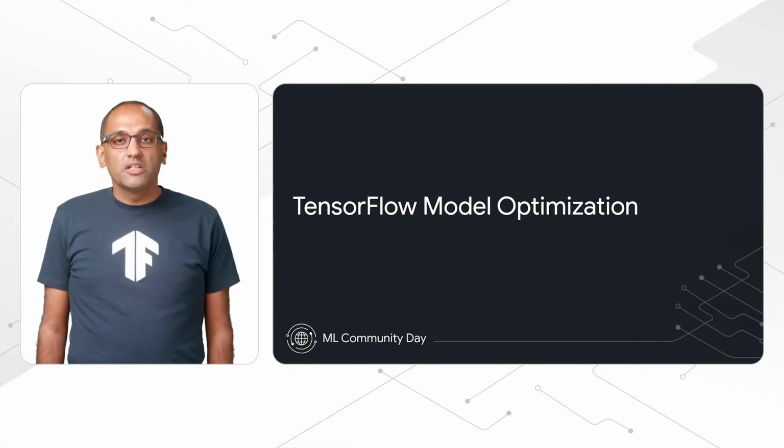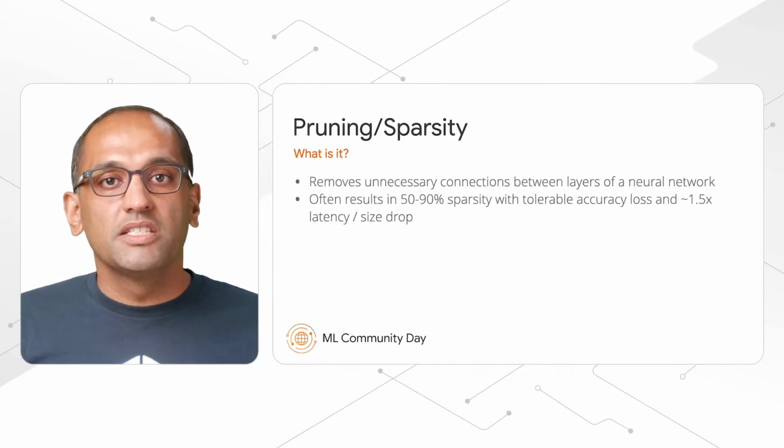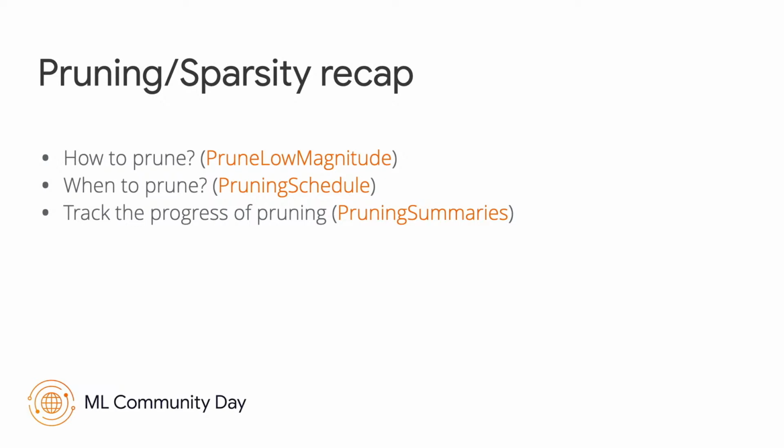You can optimize your TensorFlow Lite models to be smaller, run faster, and be more energy efficient using techniques and tools in the Model Optimization Toolkit. Pruning is one such technique. Pruning removes unnecessary connections between layers of a neural network to produce a sparse model. The pruning APIs have extensive functionality that provide you with tools for model manipulation.